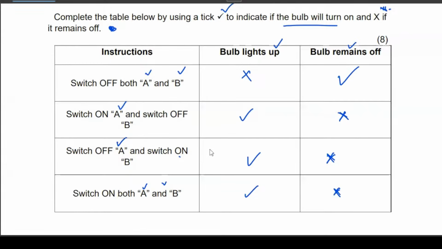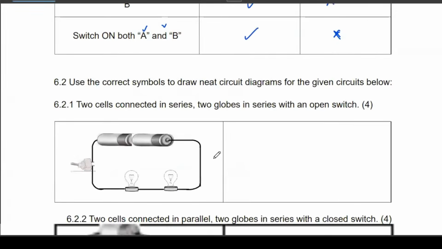If you switch off both A and B, does the bulb light up? No, there is no lighting up. The bulb remains off? Yes, that's correct. Switch on one of them, you're going to get the light up. It remains off? No, it will continue lighting up, and so on and so forth. So that is how the truth table was supposed to be completed.